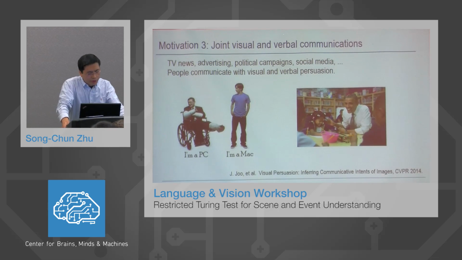This is an issue of so-called visual persuasion. The student, John Salk, a student of mine, published a paper last year, and actually he got a tenure track position at UCLA this year. It's just one CVPR paper.